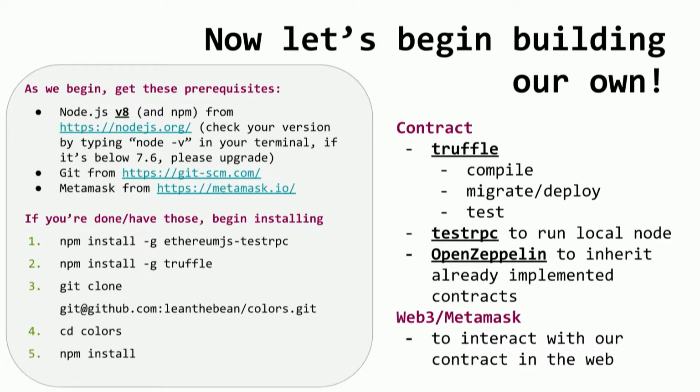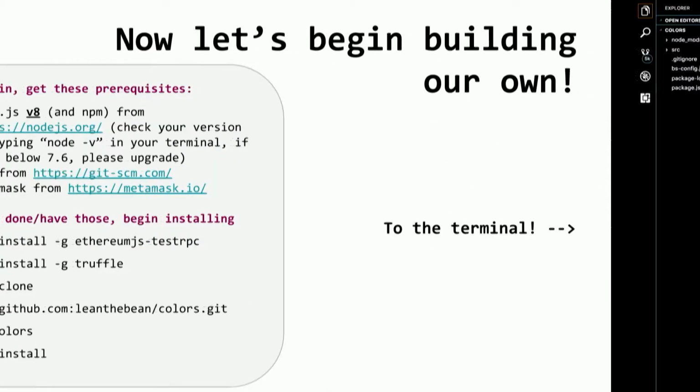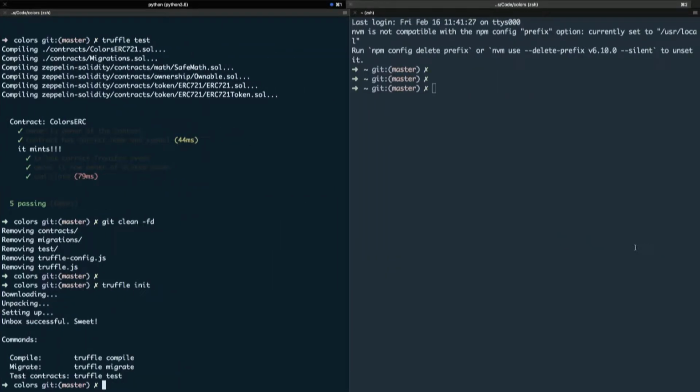So if you git clone my repository, all it has is just the UI part. We're going to be doing everything else right now. So without further ado, let's go to the terminal. That's not the terminal, that's the terminal.